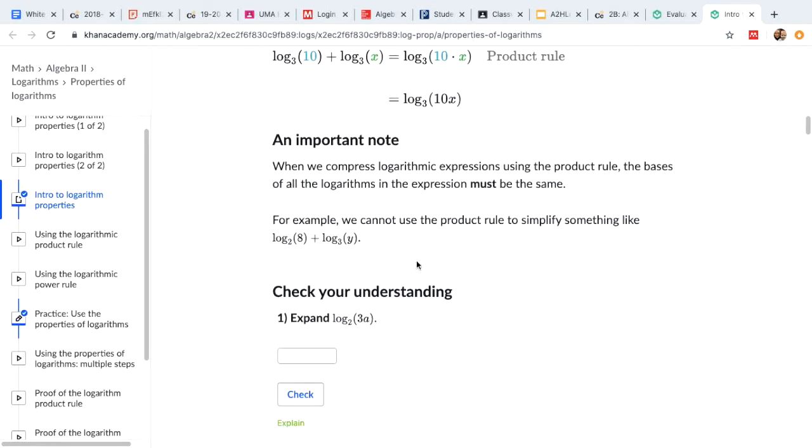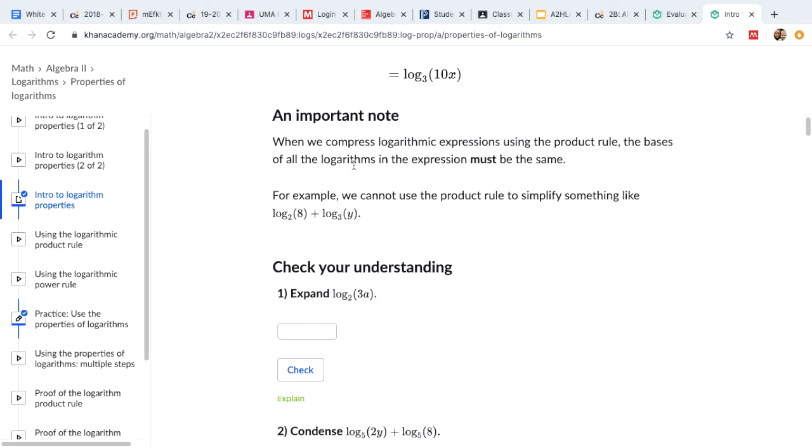So when we compress a logarithmic expression using the product rule, the bases of the logarithms must be the same, okay? Honestly, not just when you compress it, but also when you expand it. So you want to make sure that the bases are the same. If you saw something like log base 2 of 8 plus log base 3 of y, and you're asked to compress it or simplify it, you can't. There's no way to do this. You can look at it as these two things are not like terms right now. Log base 2 and log base 3 cannot be combined. There's no way to do it at this point in the chapter, so we're not going to worry about it. This is not our product rule.